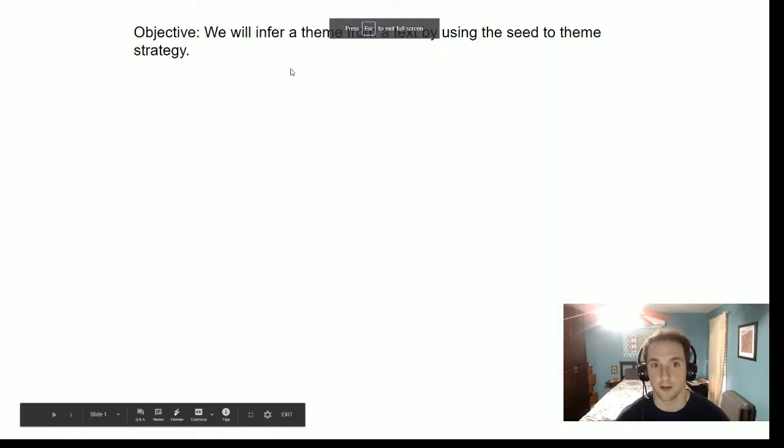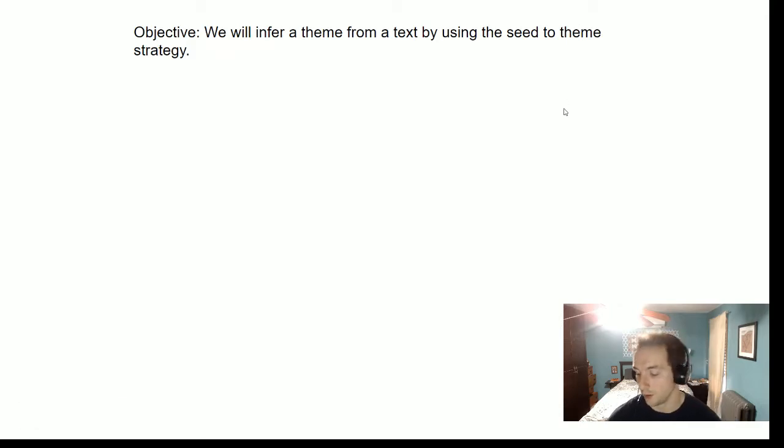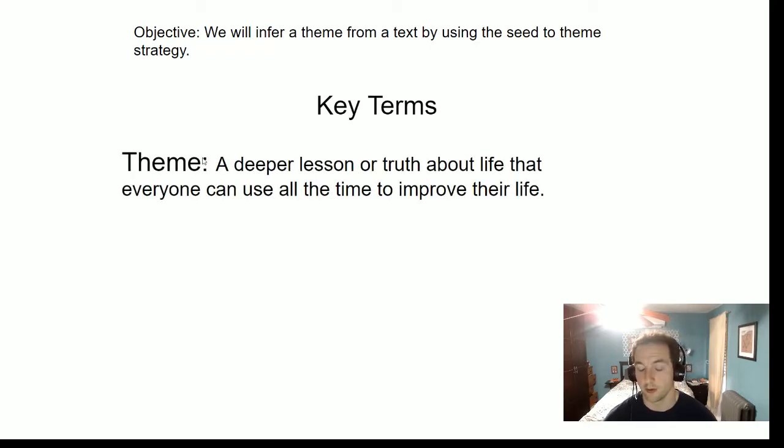Here's our objective. We're going to infer a theme from a text by using the seed to theme strategy. In order to do this, we need to know some key terms. Just one big one today. If you've had class with me, you know this one back and forth. We've done it 1,000 times. A theme is a deeper lesson or truth about life that everyone can use all the time to improve their life. It's a long definition, but it's an important one.